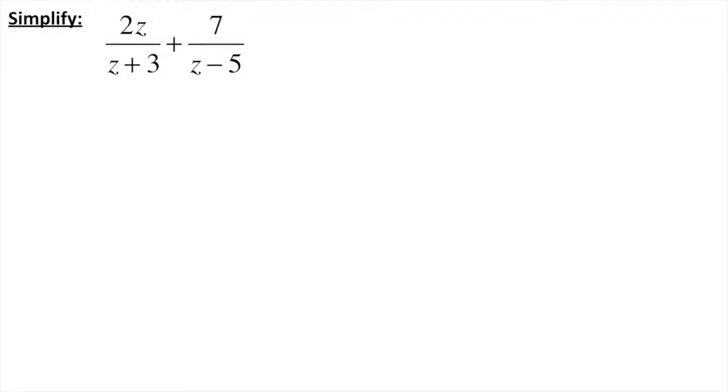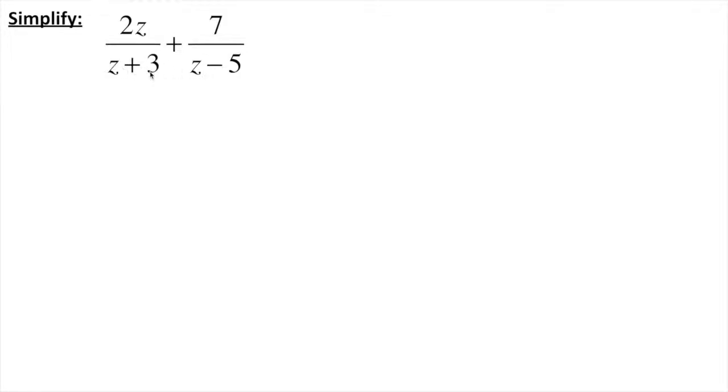We're going to be adding these two rational expressions together. And on these two, they do not have the same denominator. So what we first have to do is find out what the least common denominator is. Then we have to manipulate these so that they have the same denominator. Then we can combine these two together.